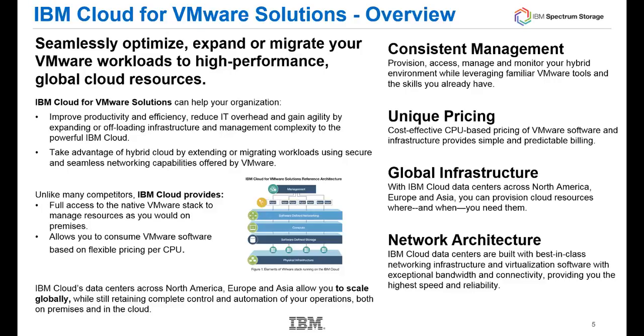It provides consistent management where you can provision, access, manage, and monitor your hybrid environment while utilizing the normal VMware tools as well as the skills that you've developed in your corporation for VMware. The unique pricing is cost-effective CPU-based pricing of VMware software and infrastructure, so that provides you a simple and predictable bill. The global infrastructure of IBM Cloud has data centers across North America, Europe, and Asia, so you can provision cloud resources where and when you need them.